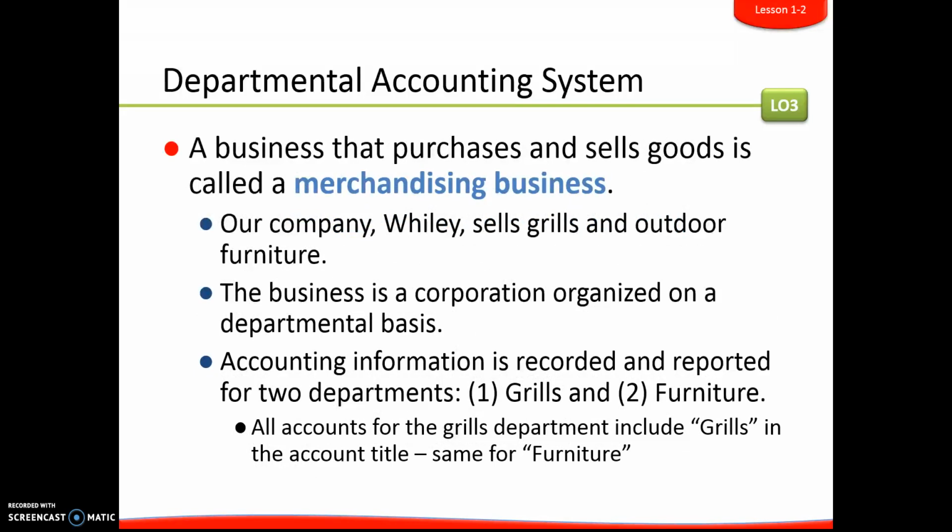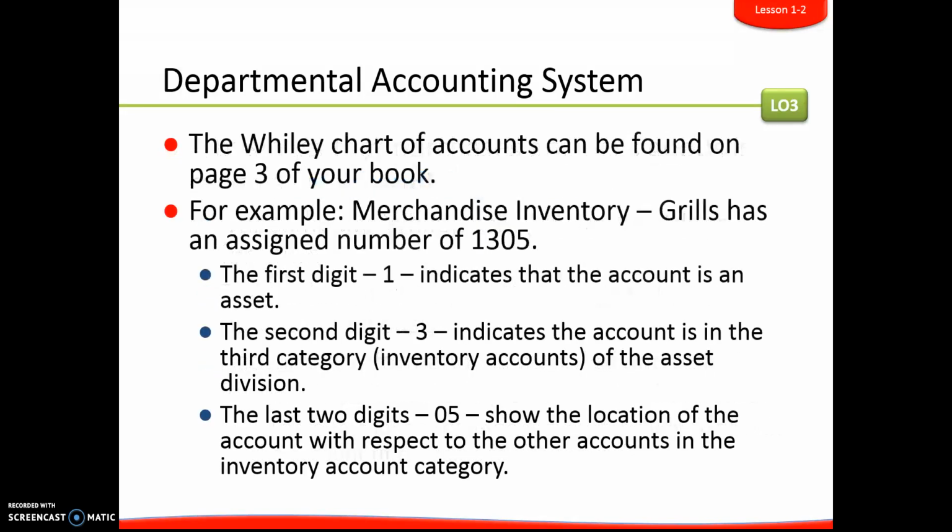So remember that a merchandising business is simply a business that purchases and sells goods. And like I said, our company is going to be called Wiley, and they sell grills and outdoor furniture. Wiley is a corporation, so we're not worried about sole proprietorships. We'll have all of our normal accounts of a corporation, and it's organized on a departmental basis, which means that we have departments specialized for grills and furniture. So account information is going to get recorded and reported specifically to those two departments. One is grills and one is furniture. So all accounts for the grills will have the title grills after it, and same thing for furniture. And you'll see what I mean as we get into this here.